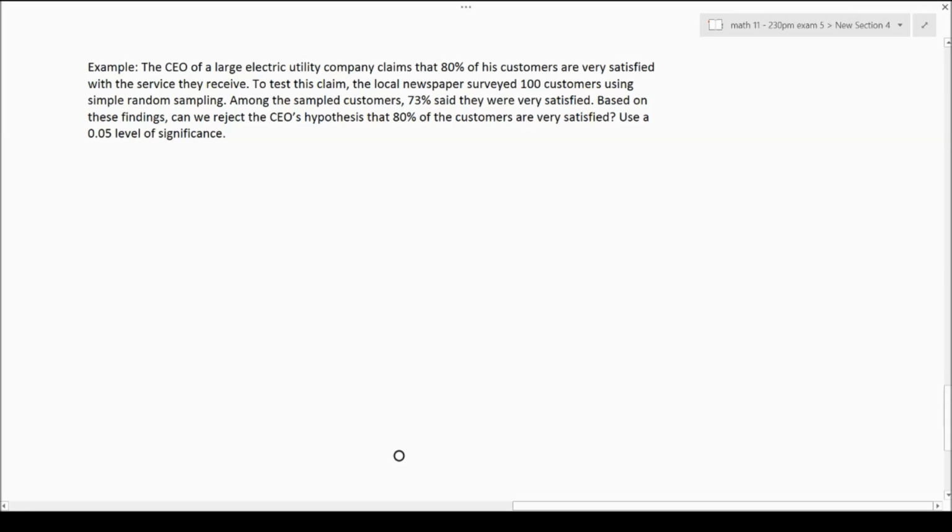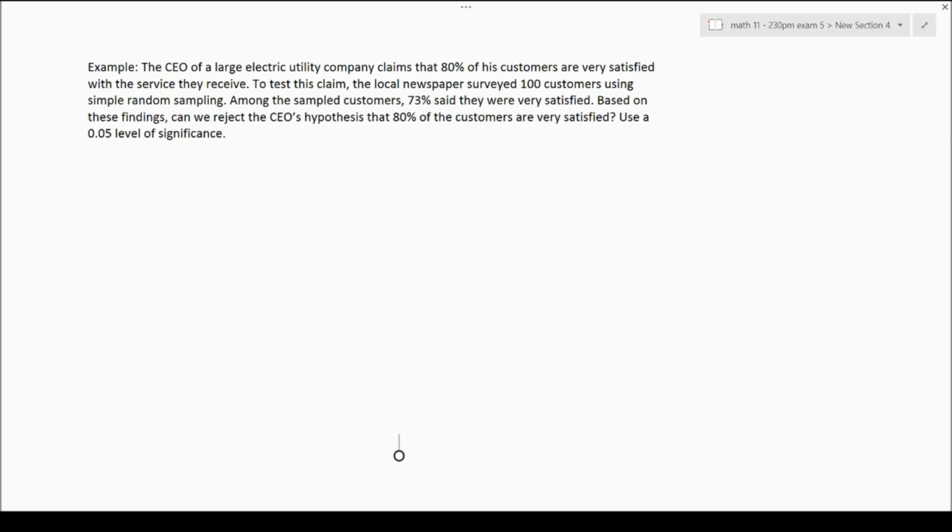So here's an example that we didn't go over in class, so I thought I'd make a video of it. The CEO of a large electric company, utility company, claims that 80% of its customers are very satisfied with the service they receive. To test this claim, the local newspaper surveyed 100 customers using simple random sampling. Among the sampled customers, 73% said they were very satisfied.